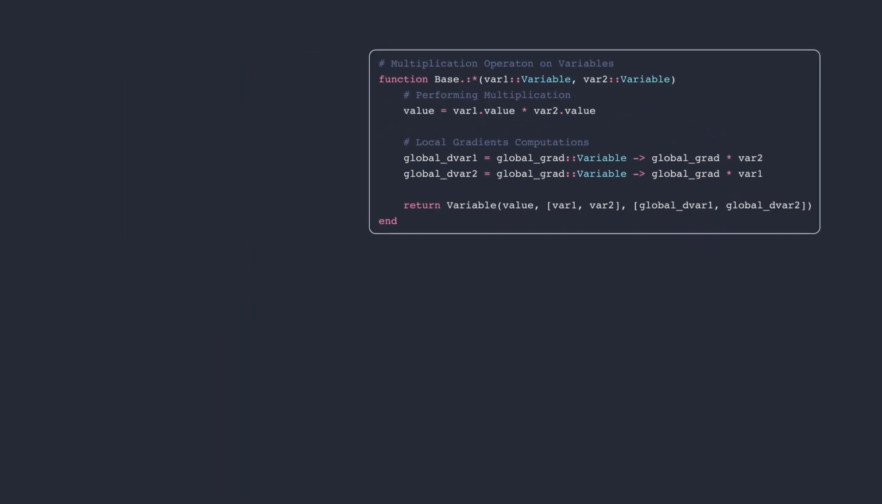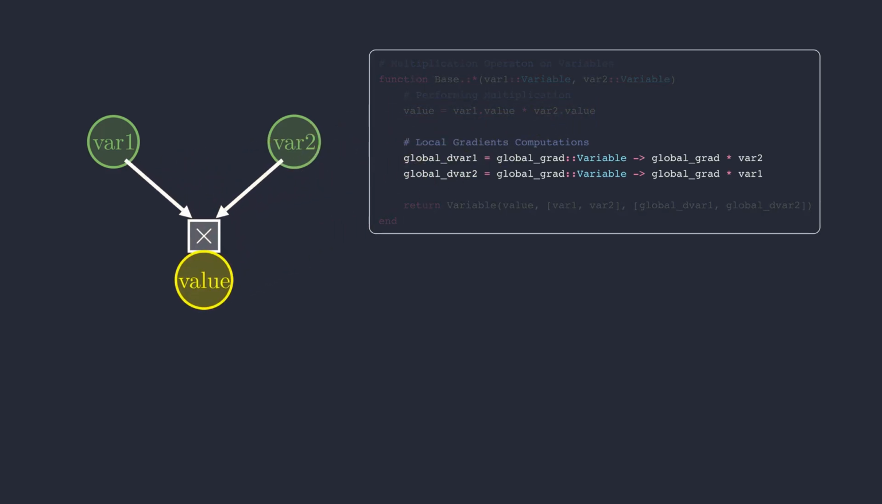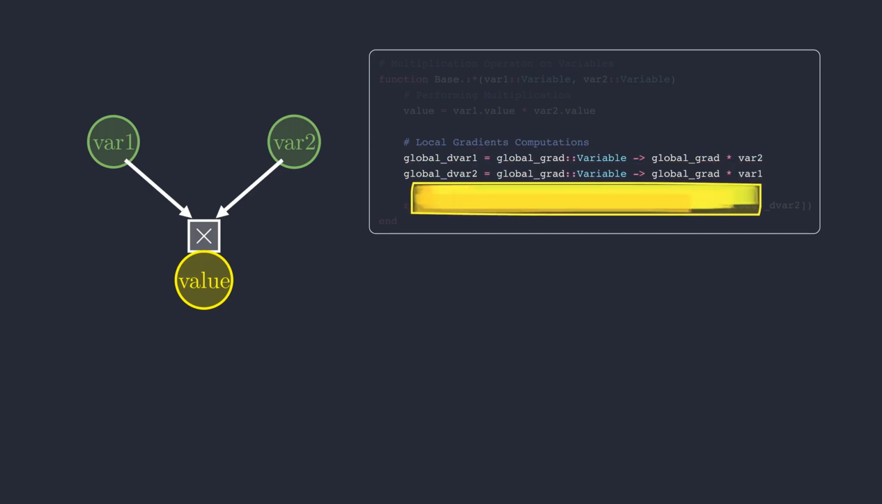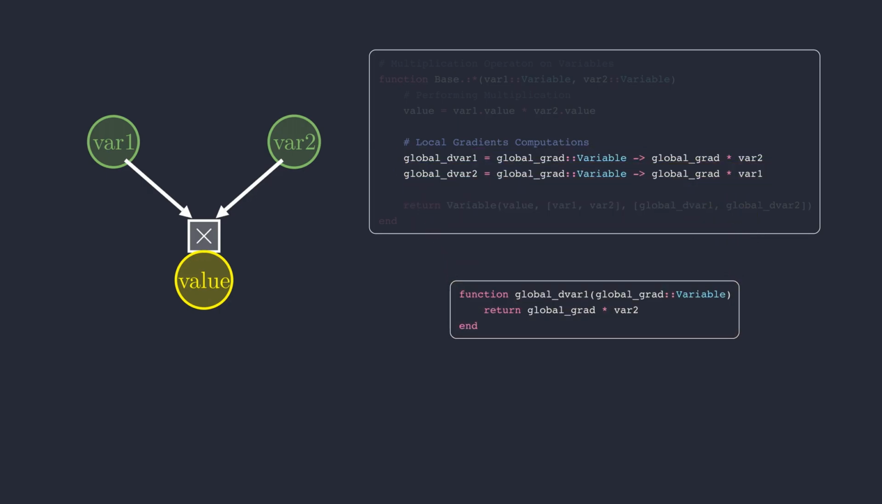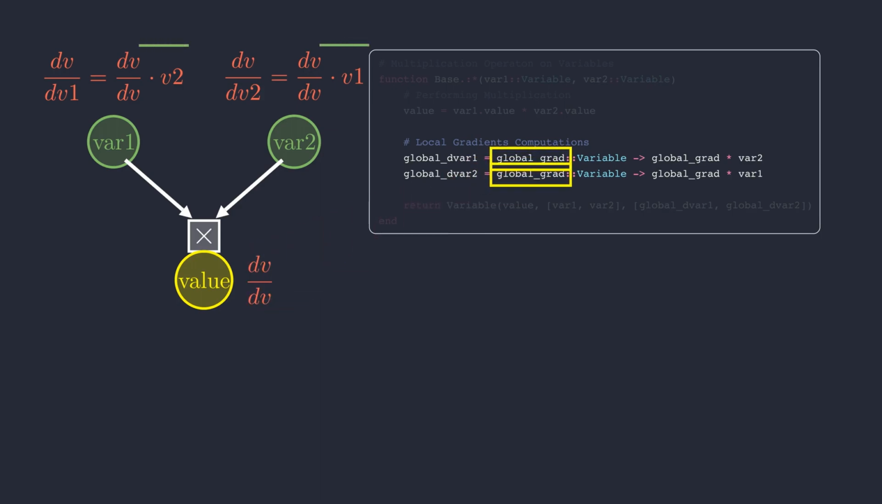There are a fair few things to unpack in this, so let's do that one by one. The inputs obviously form the input nodes, and the operation results in an intermediate node. The way I've written this chain rule is using lambda or anonymous functions. This basically is just a compact way of writing a function. Now looking at the graph, the derivative of value with respect to value is 1. Then the derivatives across the multiplication operation with respect to variables 1 and 2 are computed using the chain rule. In the code, global grad represents this dv by dv, and the multiplication is written out inside the anonymous function.